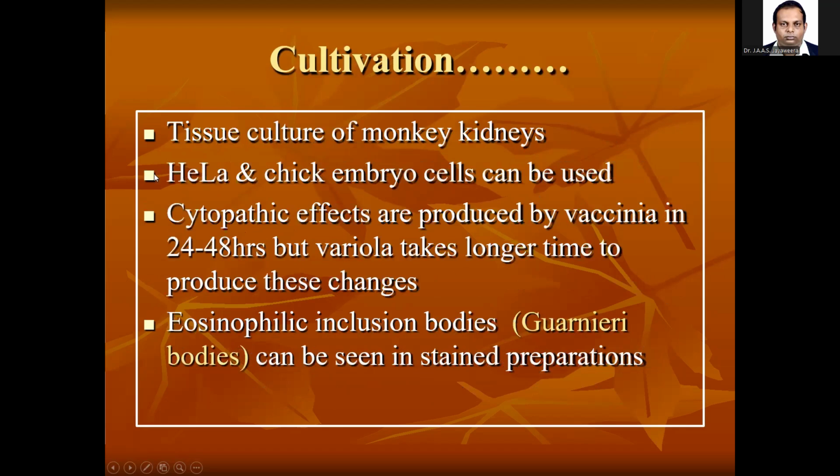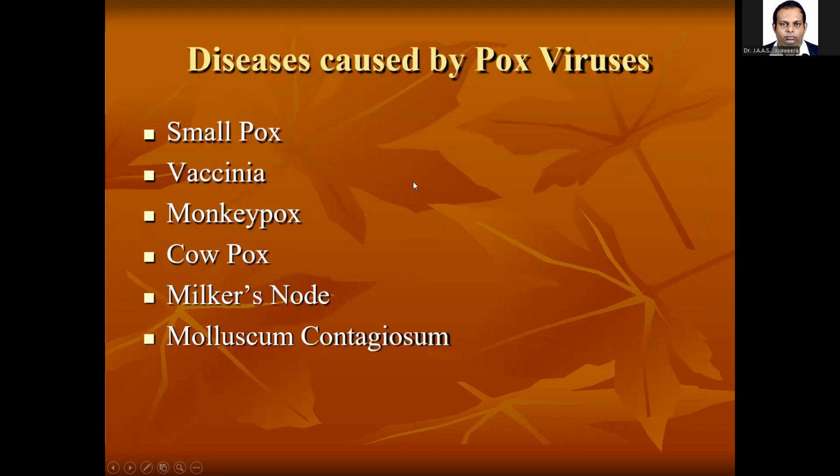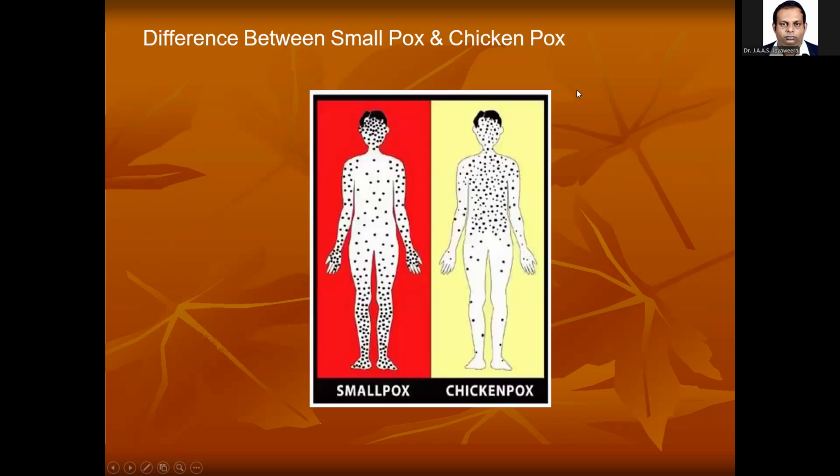Tissue culture of monkey kidney, HeLa and chick embryo cells can be used. Cytopathic effects are produced by vaccinia in 2 to 3 days, but variola takes longer. Eosinophilic inclusion bodies can be seen in stained preparations. So when we observe this virus in cell culture, we can see eosinophilic inclusion bodies in the infected cell. As mentioned earlier: smallpox, vaccinia, monkeypox, cowpox, milker's nodules and molluscum contagiosum are mainly caused by poxviruses.